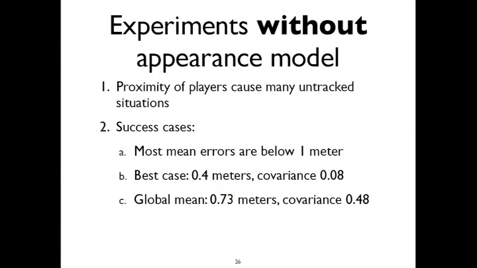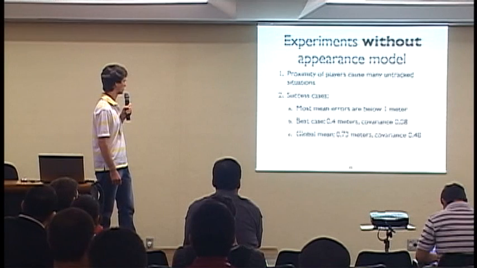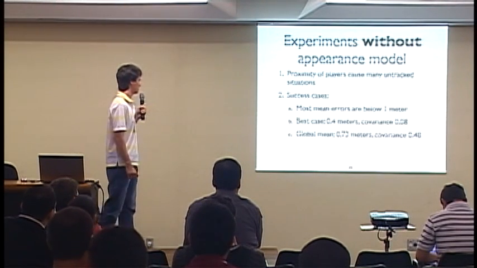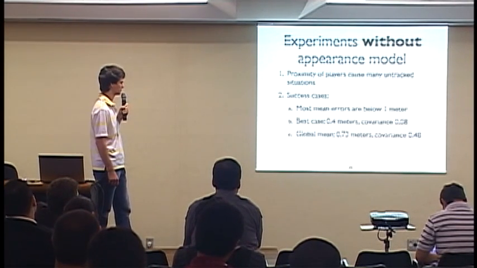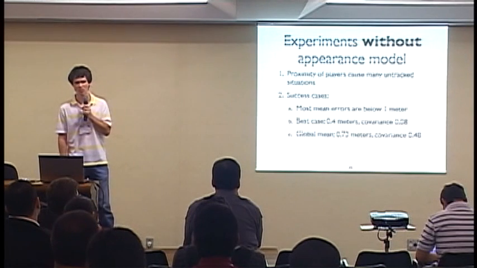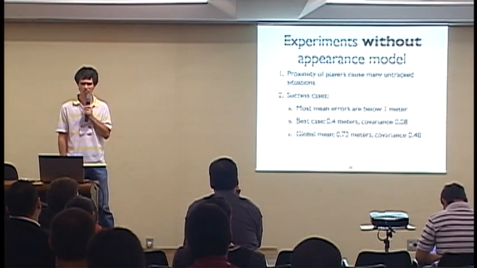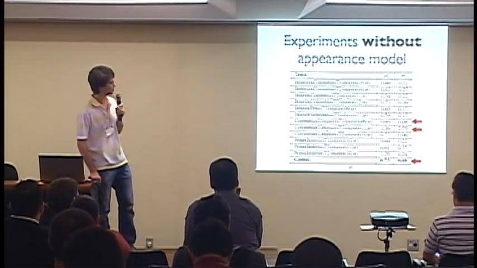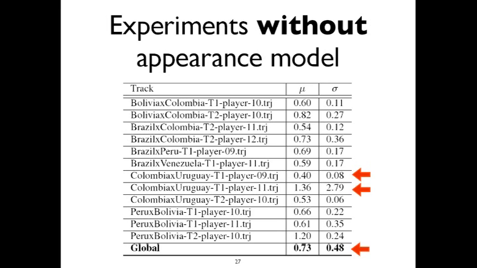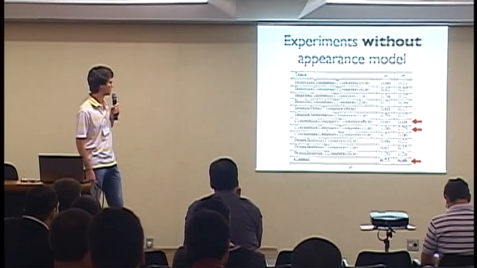Proximity of players causes many untracked situations when we do not use the appearance model. But looking at the success case, most mean errors are below 1 meter. In the best case, we have 40 centimeters, and in global cases, 73 meters, like in this table. This is the worst one. This is the best one. And here is the global measurement.